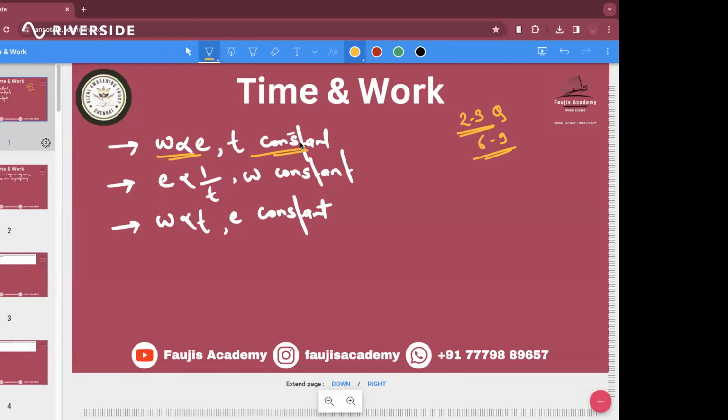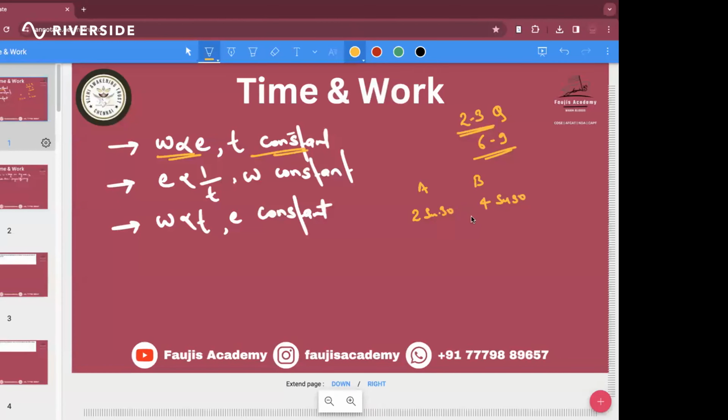Let's say there are two persons, A and B, and these two people are responsible for charging the battery of Sukhoi 30. A has the efficiency to charge the batteries of two Sukhoi 30 in a day, and B can charge four Sukhoi 30 batteries. Who is efficient in that case? Obviously, B is more efficient.